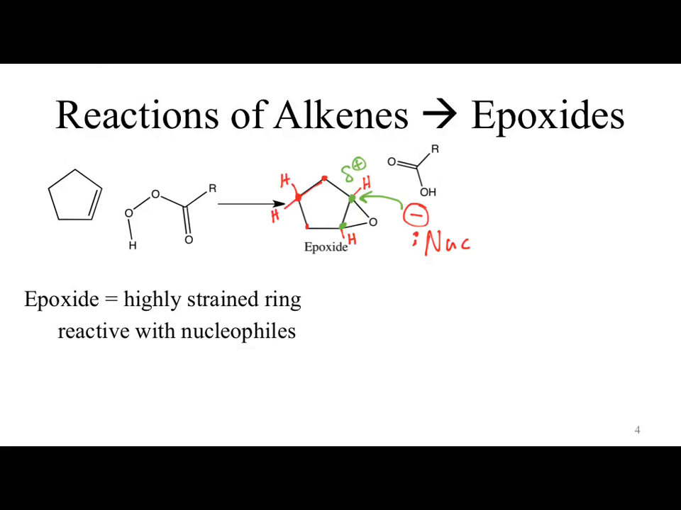If I bring in electrons from the nucleophile, how many bonds would it have? Can carbon have 5 bonds? No. So what has to happen? We have to break a bond. What bond do we break? Why do we break the carbon-oxygen bond?